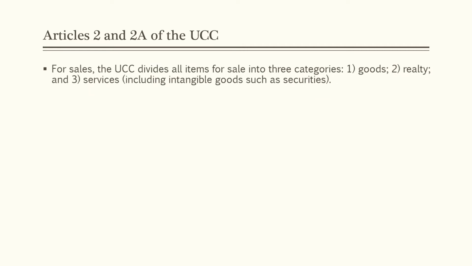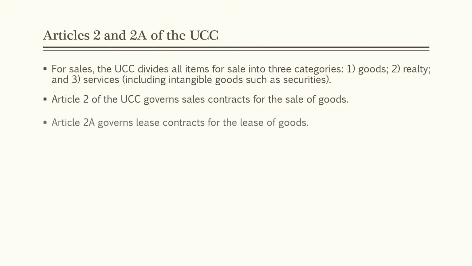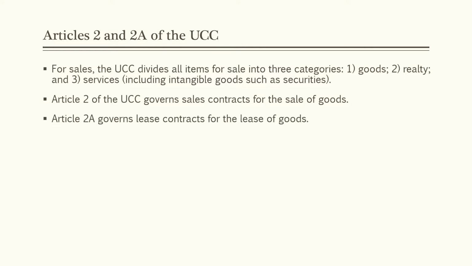For sales, the UCC divides all items for sale into 3 categories: goods, realty, and services. This includes intangible goods such as securities. Intangible goods are not goods. They're actually services. Article 2 of the UCC governs sales contracts for the sale of goods. Article 2A governs lease contracts for the lease of goods.